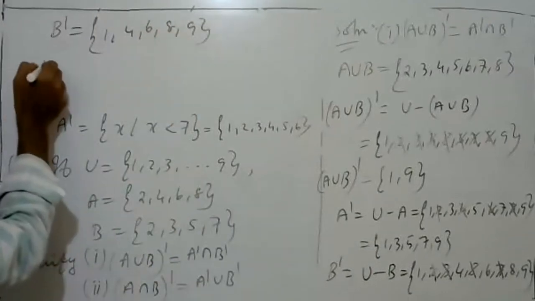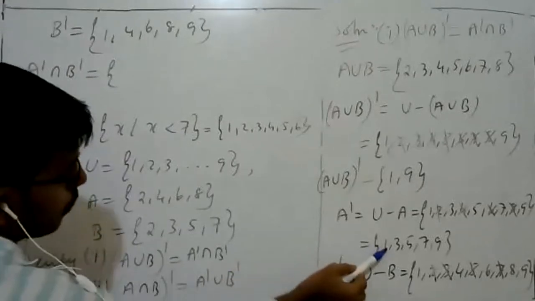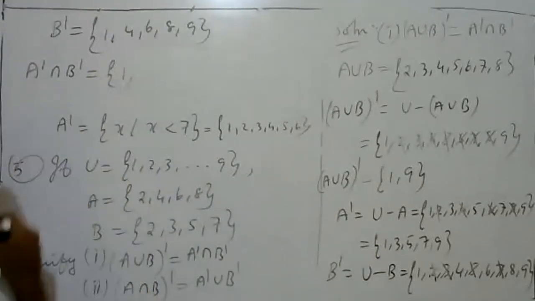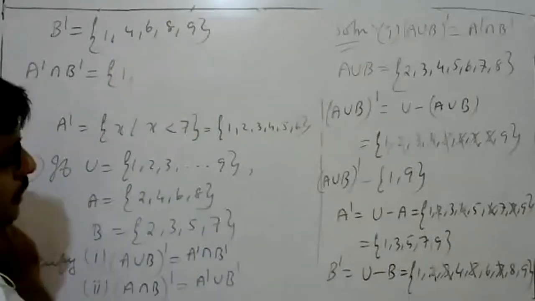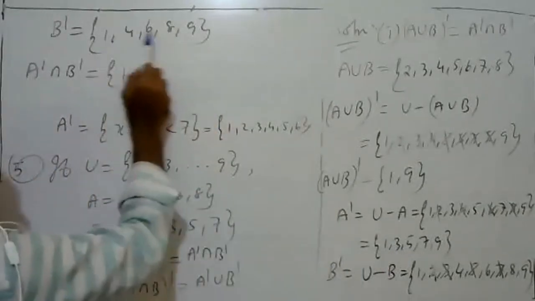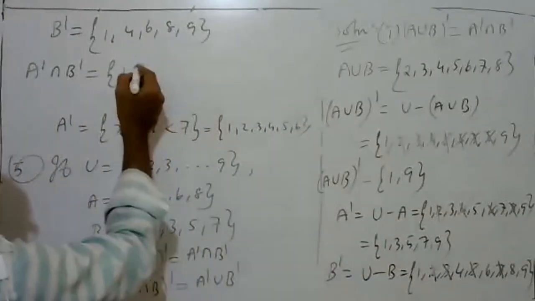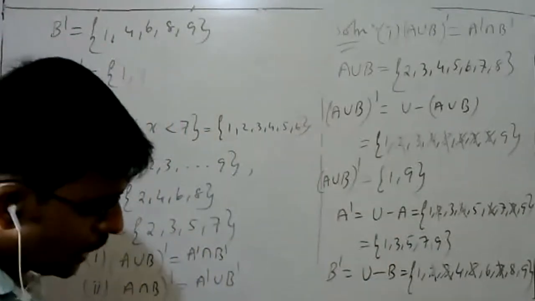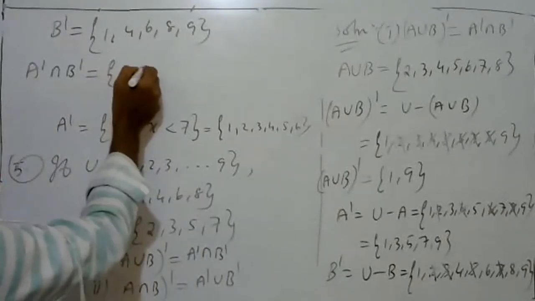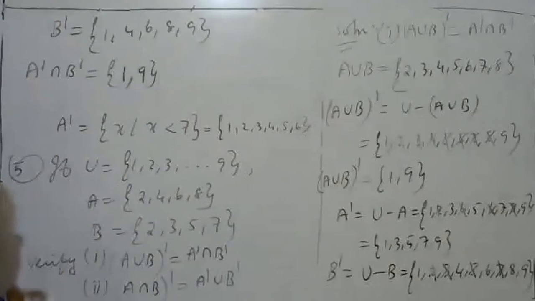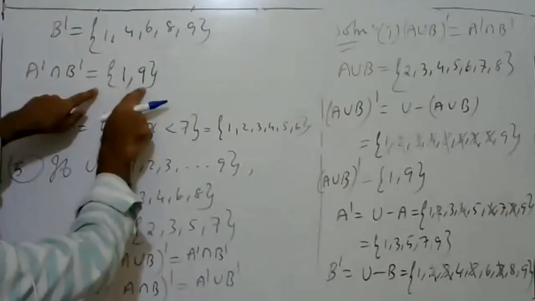What is the intersection? A complement intersection B complement. Common elements. 1 is common. 1 belongs to both the sets. 3 belongs here, 3 is not here. 5 belongs here, 5 does not belong here. 7, no. Okay. 9, yes. So 1 and 9 belong to both the sets.